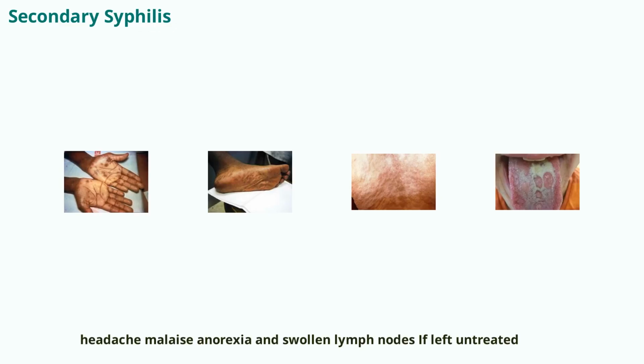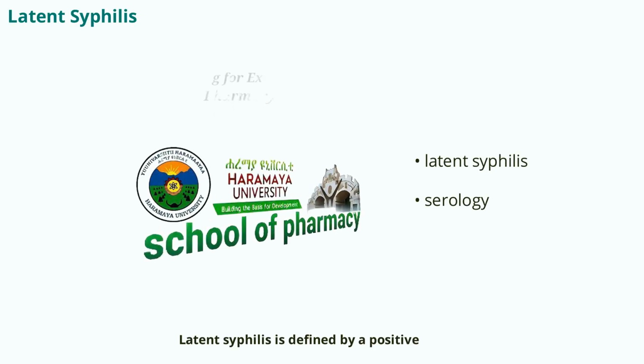If left untreated, these symptoms usually resolve within 4 to 10 weeks, but relapses can occur for up to 4 years. Latent syphilis is defined by a positive blood test for syphilis without any symptoms. This stage is further divided into early latency, which lasts less than 1 year and carries a risk of relapse, and late latency, which lasts more than a year. In late latency, patients are considered non-infectious and are immune to reinfection, but they still harbor the bacteria. Monitoring and appropriate treatment are necessary to prevent progression to more severe forms.